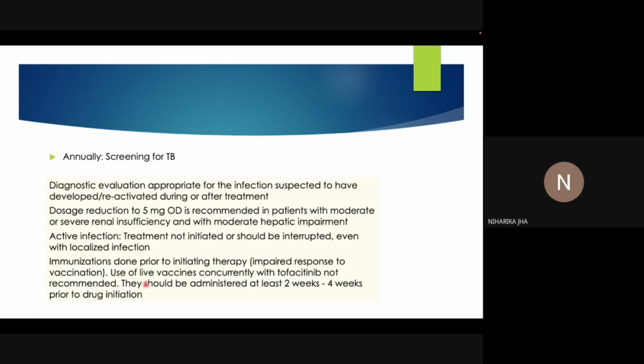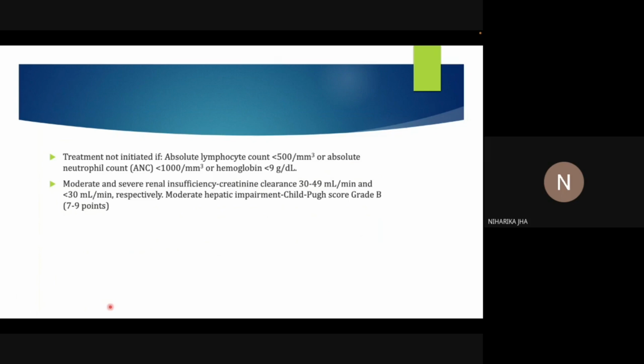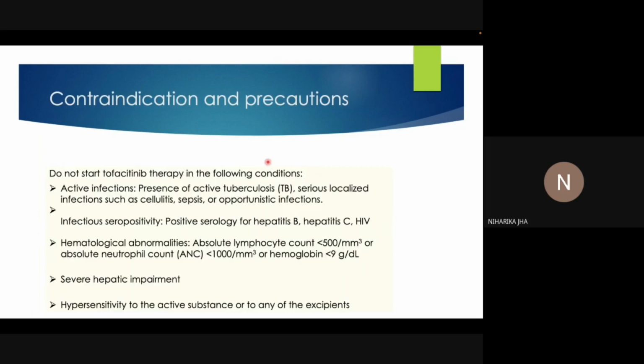Immunization: we do not recommend any live immunization or live vaccinations if the patient is on tofacitinib. It is better to give such vaccines 2 to 4 weeks prior to the initiation of this drug. What about the blood counts? If the ANC is less than 1000 cells per cubic mm, or the absolute lymphocyte count is less than 500 cells per cubic mm, or the hemoglobin is less than 9 grams per deciliter, do not start the patient on tofacitinib. What are the contraindications and the precautions?